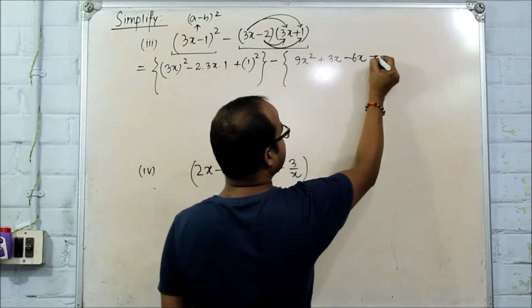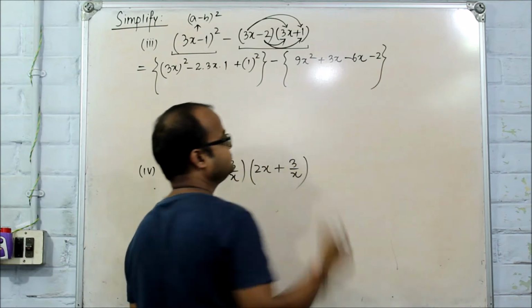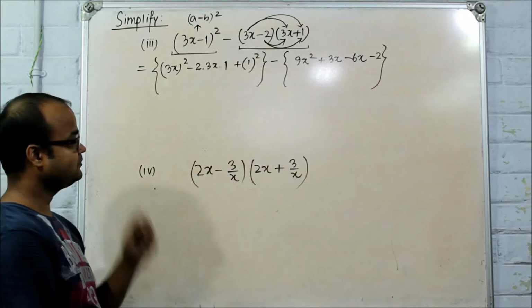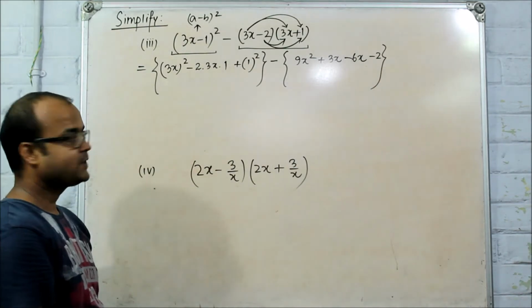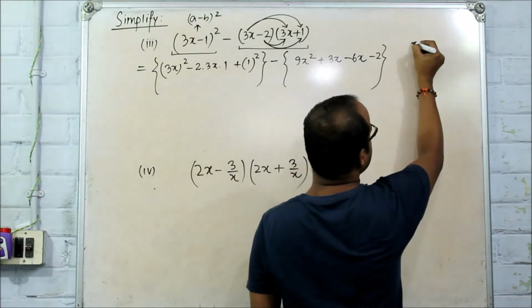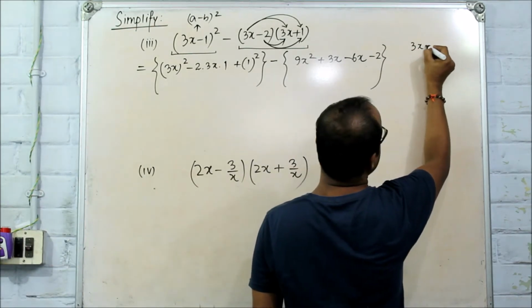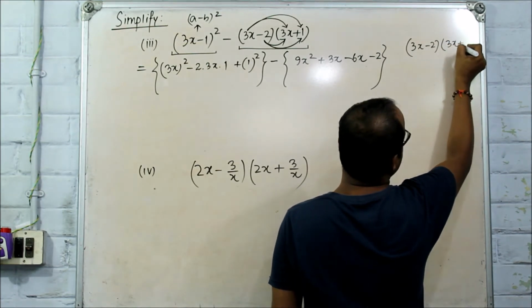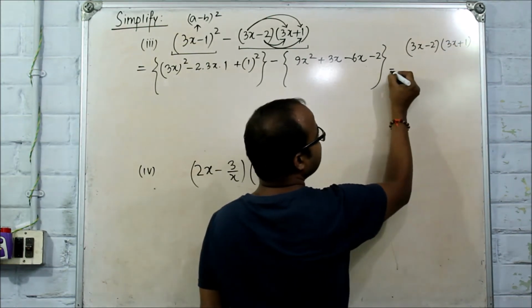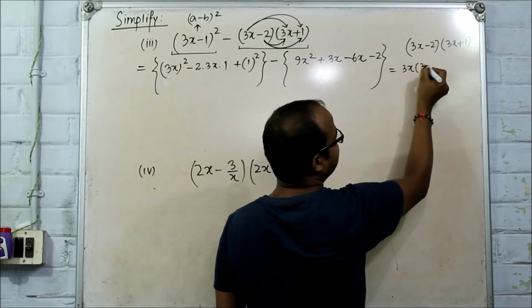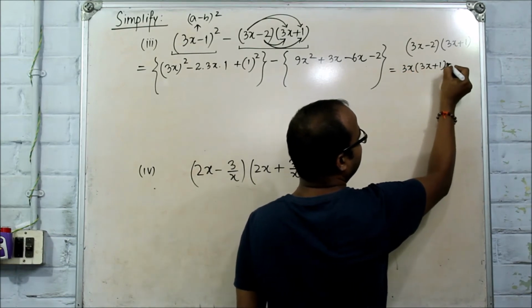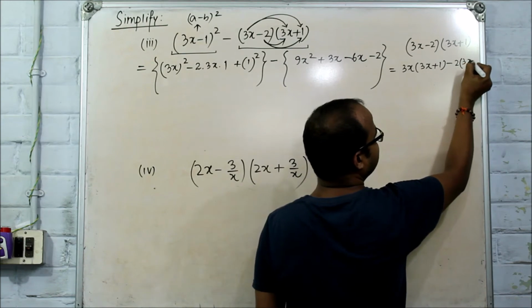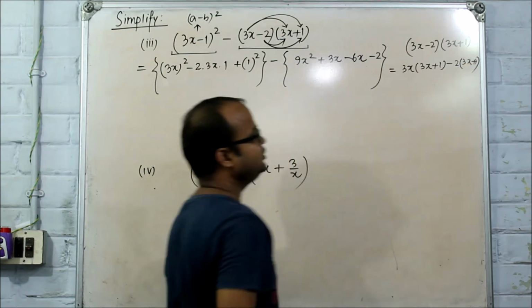Minus 2 plus 1, this is equal to minus 2. Clear? I'll show you the calculation, otherwise also: 3x minus 2 multiplied by 3x plus 1. So first we'll multiply 3x with 3x plus 1 and minus 2 multiplied by 3x plus 1. You can multiply in this way also.